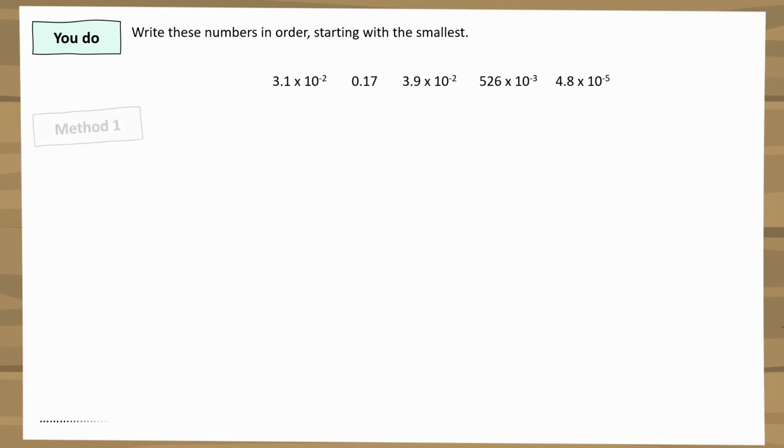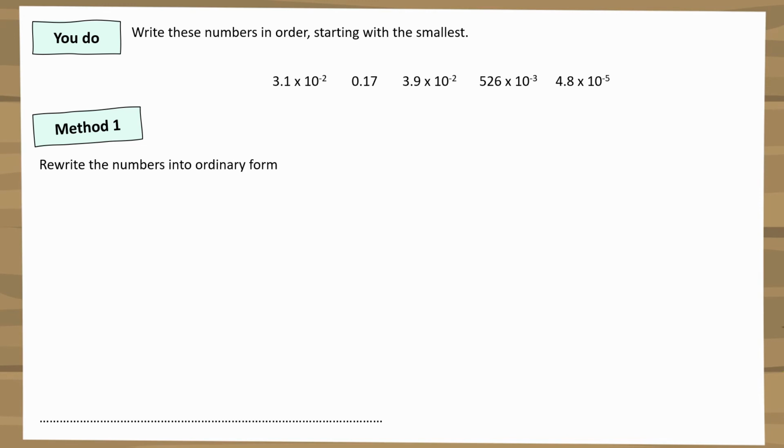Okay, so here's the first method, method 1, which is rewriting them in ordinary form. Again, I'm just going to write the numbers first as a list and then rewrite them out into ordinary form. So you should have got 0.031. The next one's already in ordinary form, so nothing to do there. Then we get 0.039, 0.526, that's the one that is not in correct standard form.